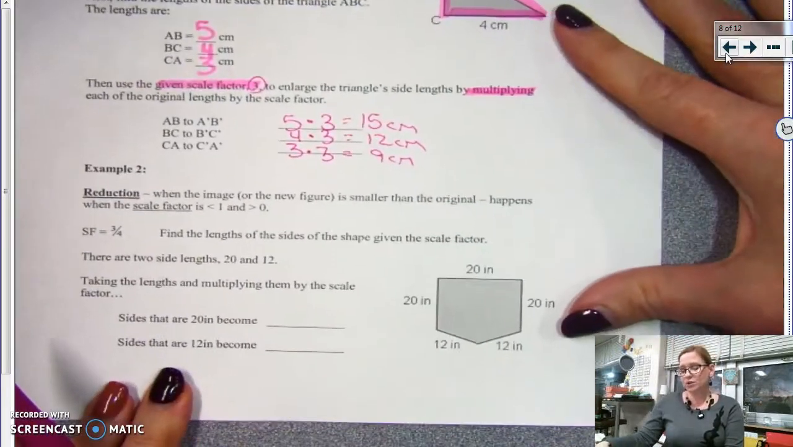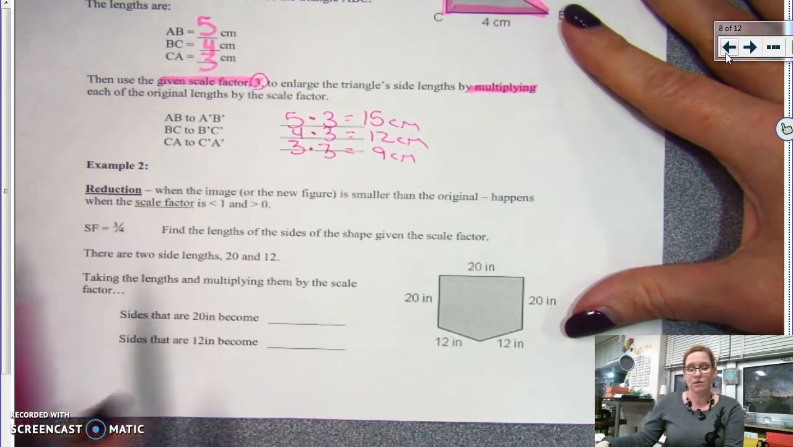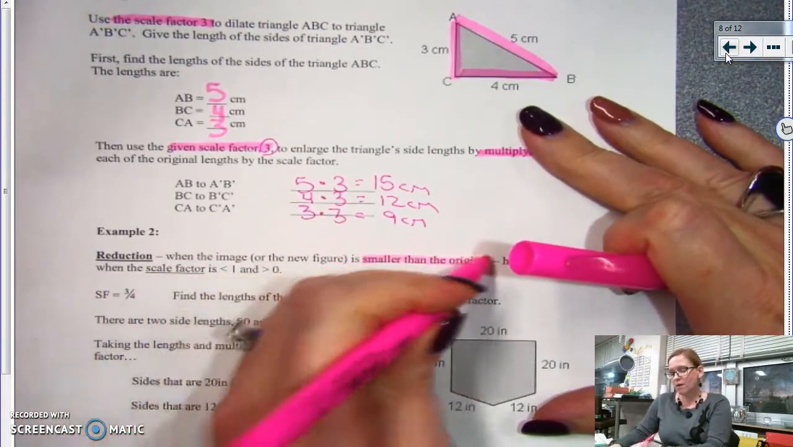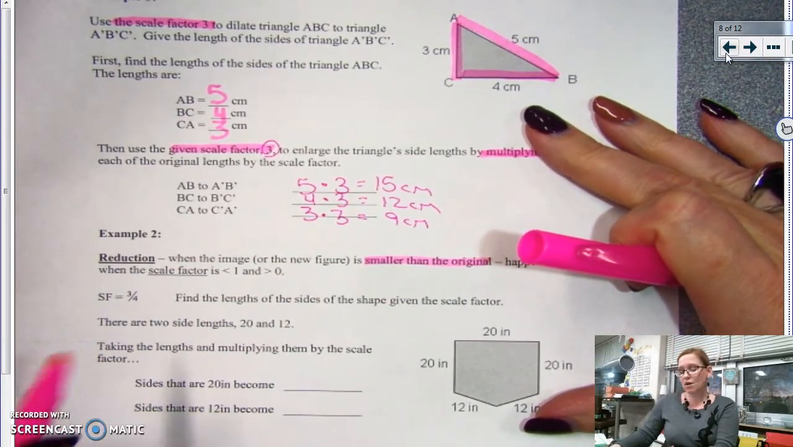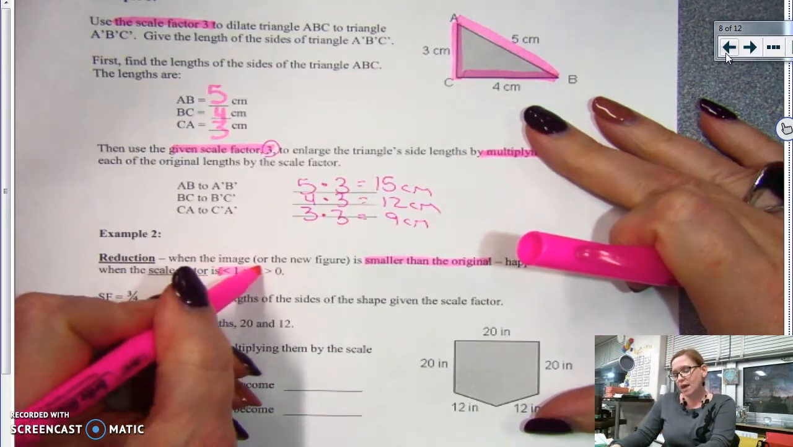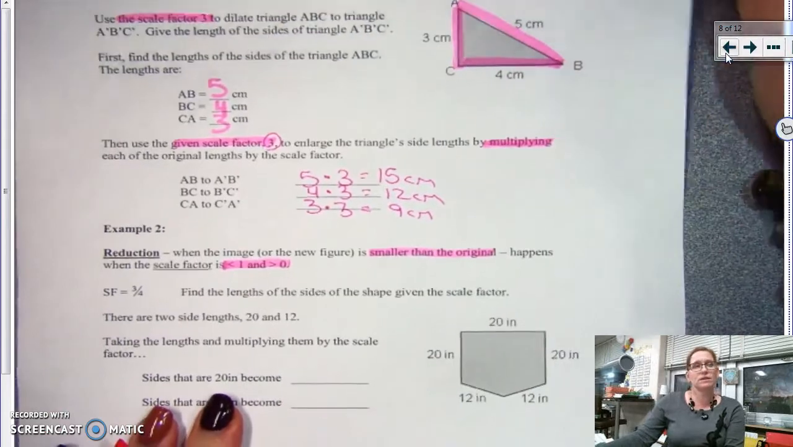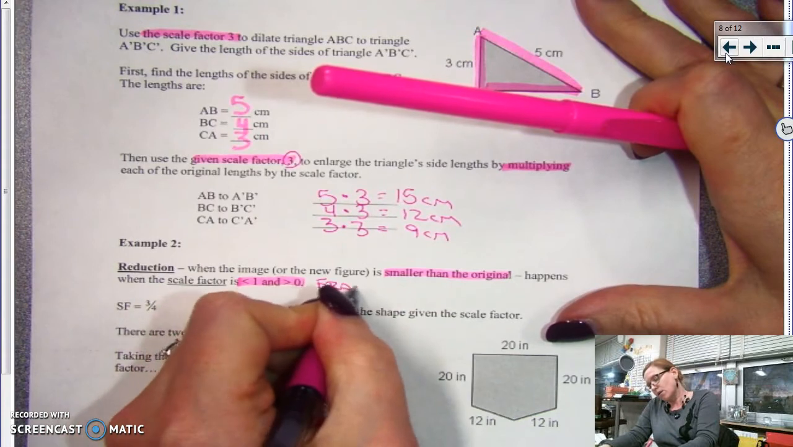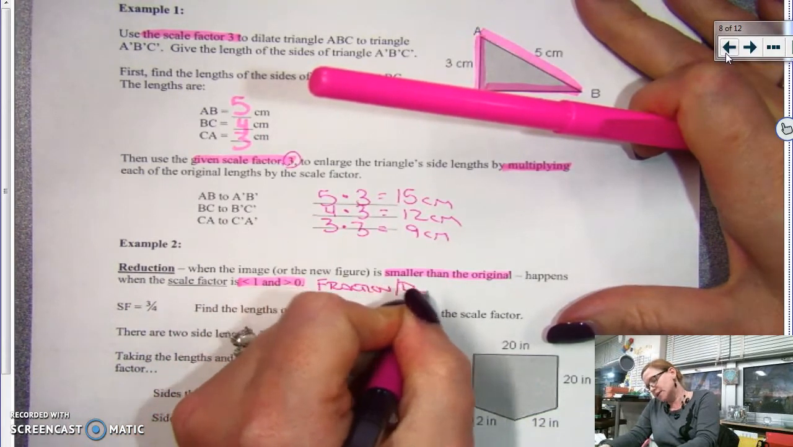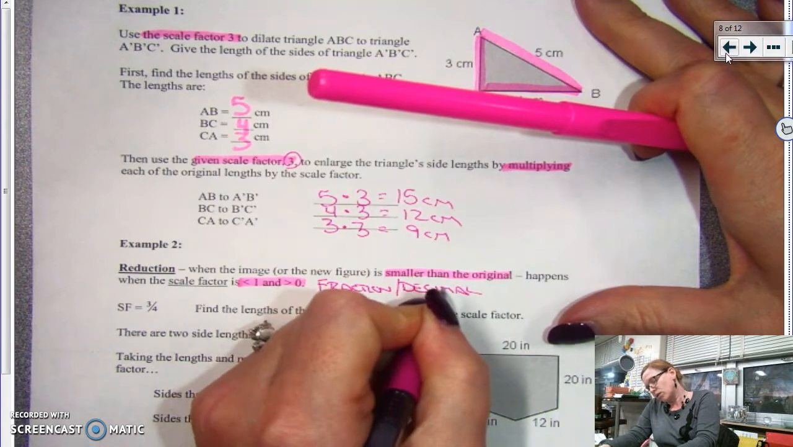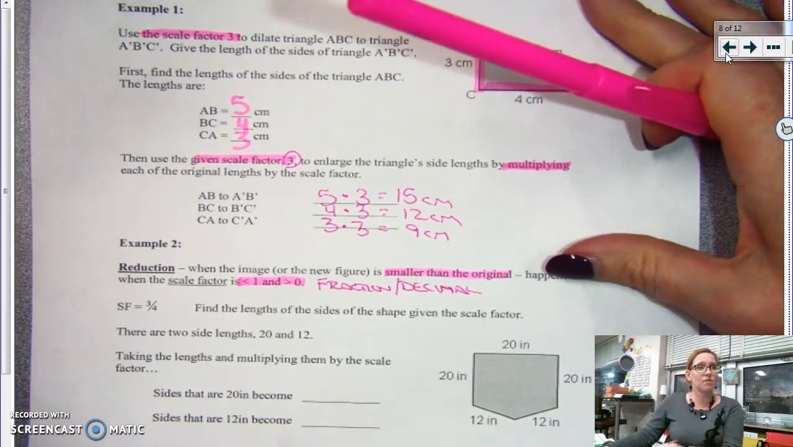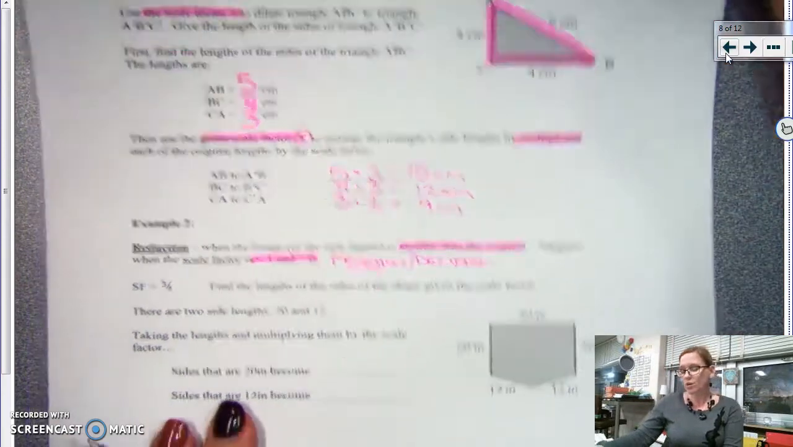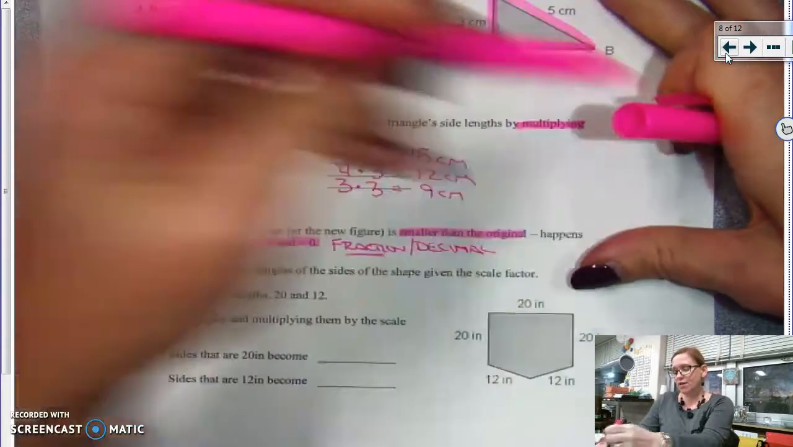Okay. In example 2, we're going to talk about reduction. So what is reduction? Reduction is when the image is smaller than the original. This happens when the scale factor is less than 1 but greater than 0. So in other words, when it's a fraction or a decimal, okay, would we see that scale factor? And most of the time, your scale factor is going to be in fraction form if it's going to be smaller.